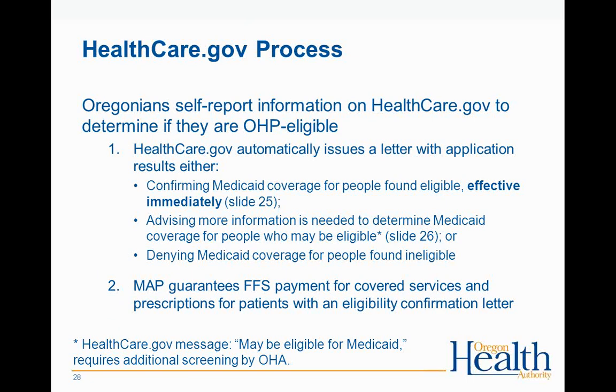Okay, the healthcare.gov process. So this is where someone has gone online to the healthcare.gov website, and they've self-reported information on that website to see if they're OHP eligible. So healthcare.gov, regardless of the decision, does automatically issue a letter with results of the decision. So the first thing that you might see is confirmation of Medicaid coverage for people found eligible, and that's effective immediately. I'll show you this letter in just a moment too. So if the letter states, yes, you're OHP eligible, then that coverage is effective immediately.